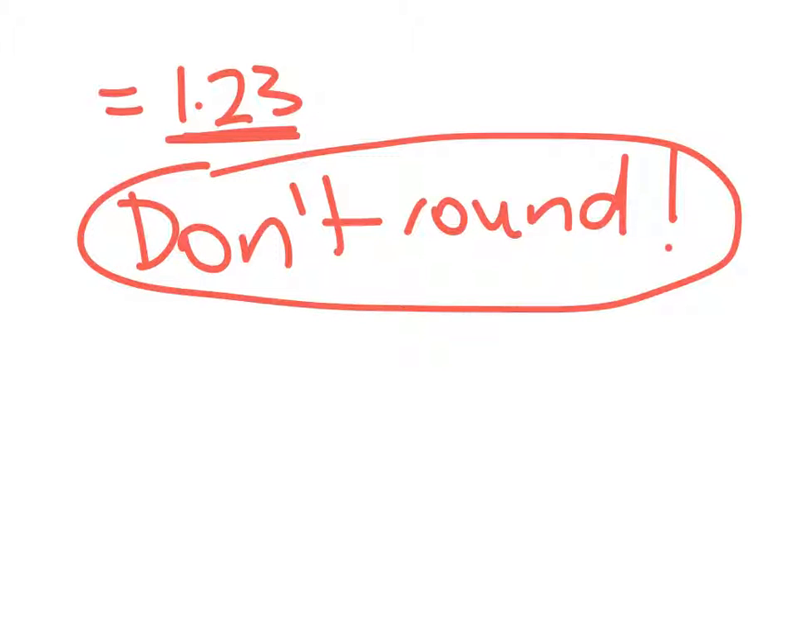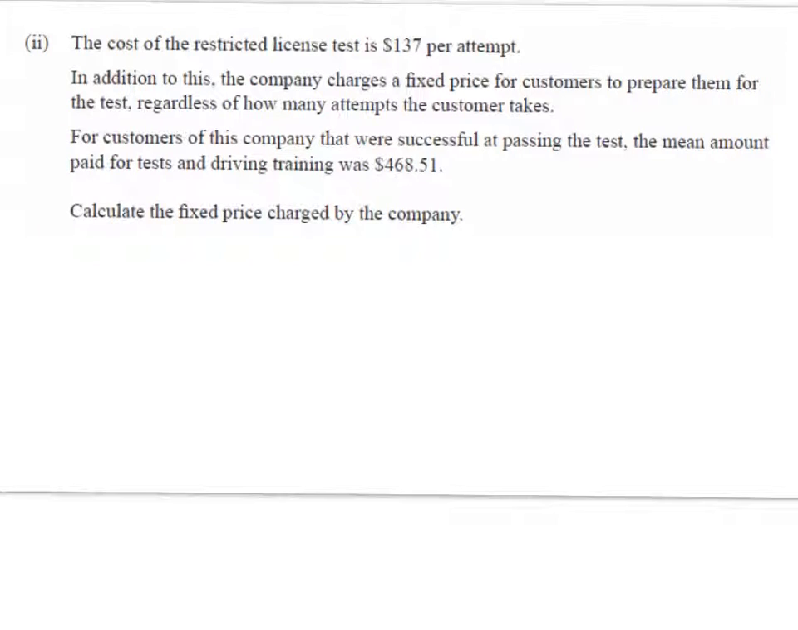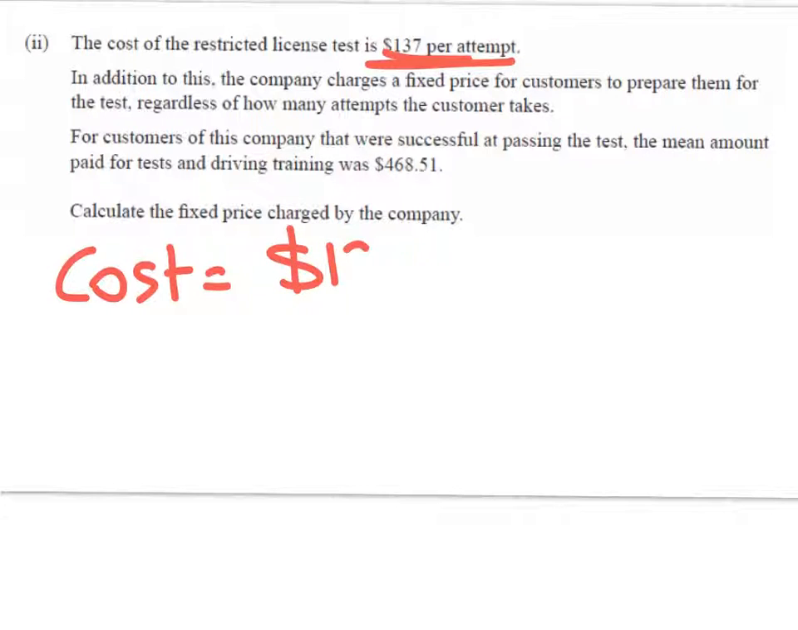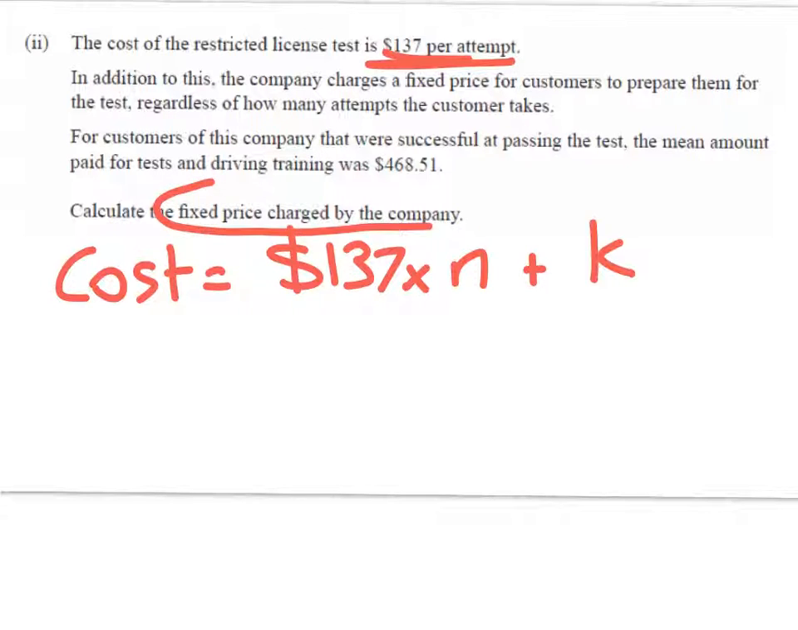Okay, so now on to the next part of the question, which is the merit part. The cost of the restricted license test is $137 per attempt, and they charge a fixed price for customers to prepare them. So we can think that the cost for a customer is going to be equal to 137 times n, the number of goes that they take, plus, we'll call it k. K is the fixed cost. We're asked to figure out what is that fixed price.